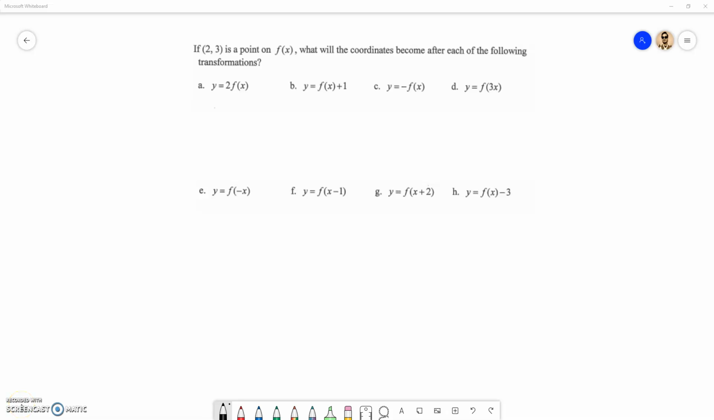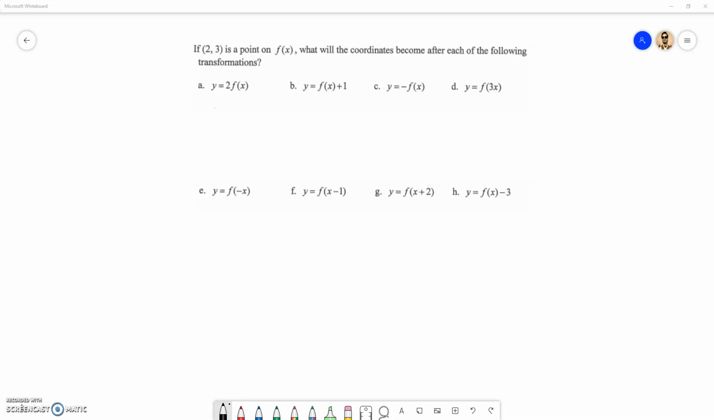Hello, this is Mr. Blagg, and I'm going to discuss function transformations today. In fact, we're just going to discuss it with regards to a single point and how that point on some function transforms or moves after the transformation.